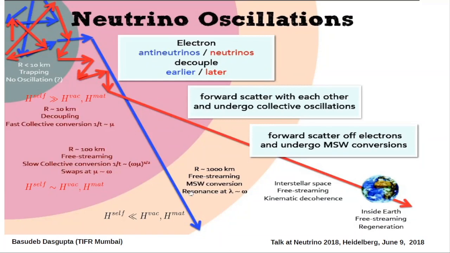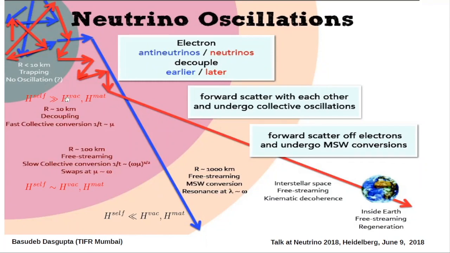And after that, there is only the self interaction term, the neutrino density basically falls a lot, and then the self interaction term is basically negligible, and only the vacuum and matter terms dominate. And then the usual MSW conversion happens. And when the neutrinos are emitted outside the star, typically in interstellar space, there is only the vacuum term which governs the flavor conversion.